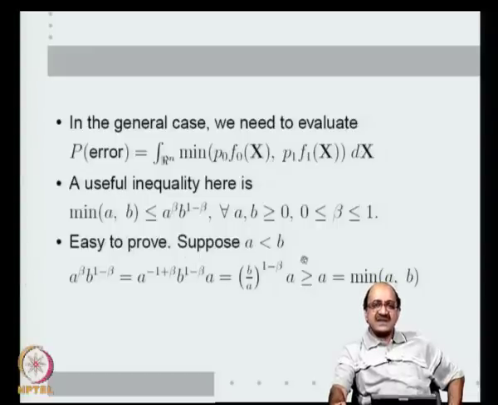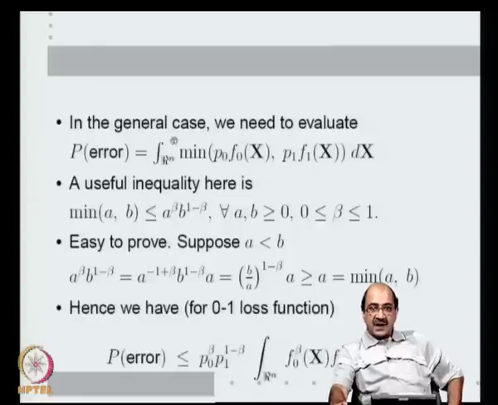Let us suppose a is less than b. Now, what is a to the power beta into b to the power 1 minus beta? I can write it as a to the power minus 1 plus beta, that is, divide by a and then multiply by a. Now, this becomes b by a whole to the power 1 minus beta, into a. Now, I am assuming b greater than a, so b by a is greater than 1. So, b by a to the power 1 minus beta is some quantity greater than 1. So, when you multiply that with a, I get some quantity greater than a, and a is of course the min of a comma b. So, this shows that the min of a comma b is bounded above by a to the power beta into b to the power 1 minus beta.